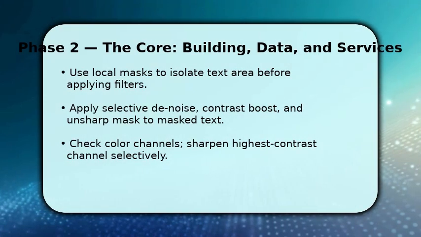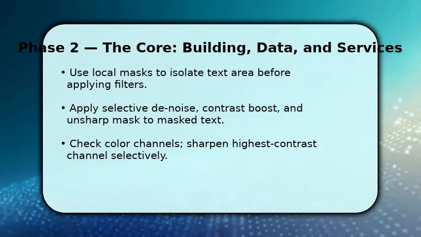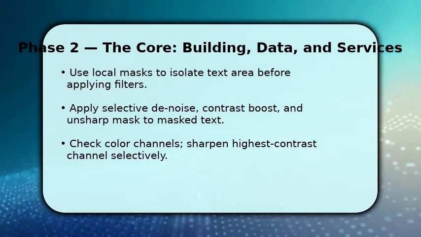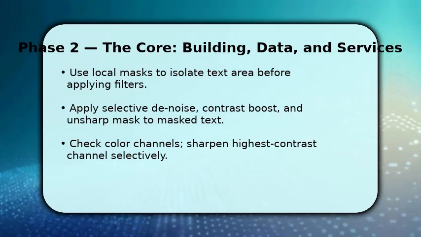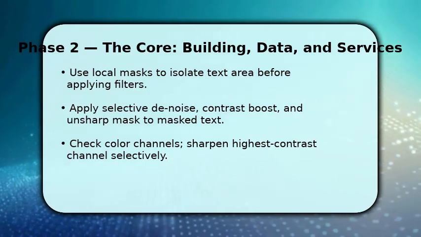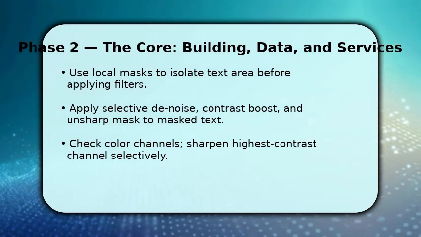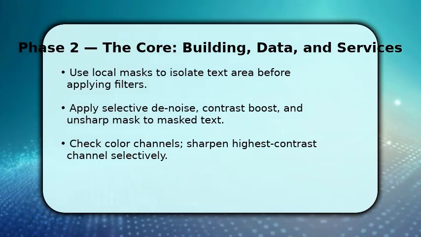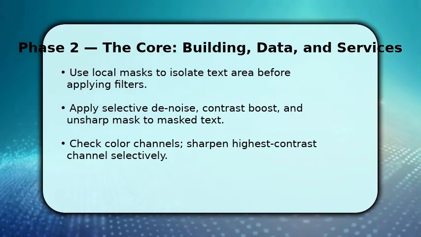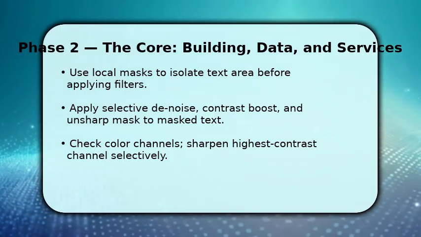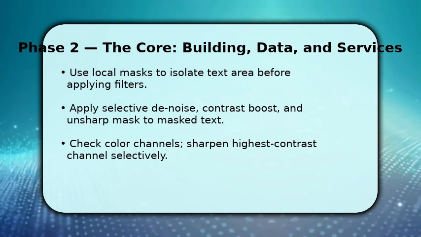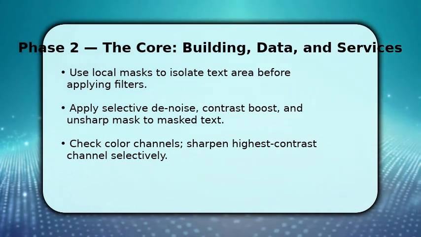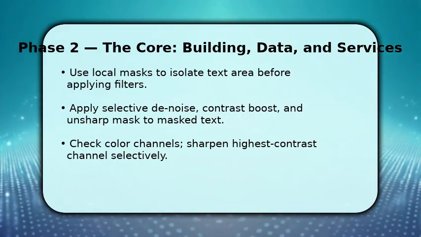Now you focus on the complex middle. Isolate the text with a local mask so edits affect only letters, not background. Once masked, run selective denoise to remove grain, then apply a contrast boost and an unsharp mask tuned to text strokes. Make sure to inspect color channels. Often the highest contrast channel yields cleaner sharpening, so sharpen that channel selectively. This targeted pipeline preserves fine edges and prevents haloing. In short, you treat letters like tiny shapes, not general image texture.